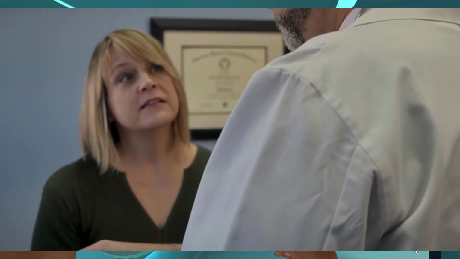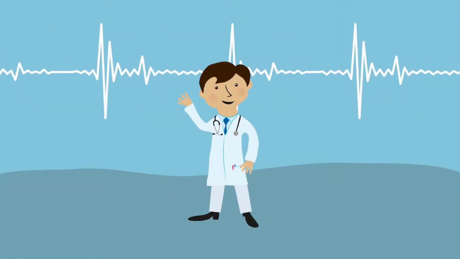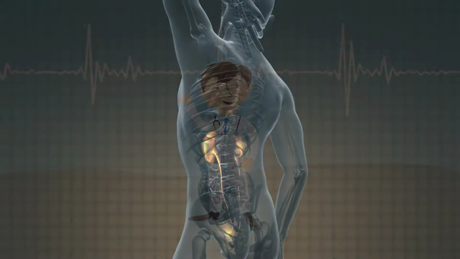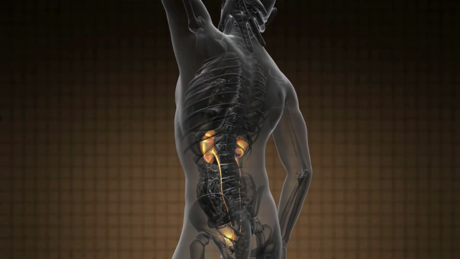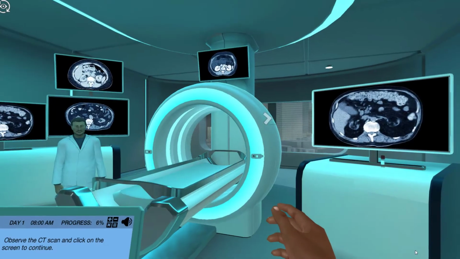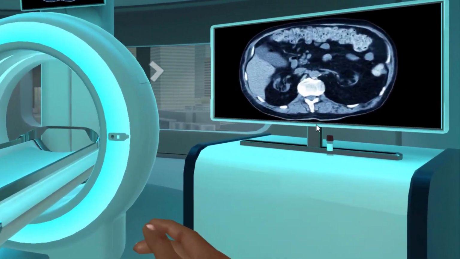Welcome. My name is Dr. Renaz, and I work with patients with high blood pressure. They usually present increased risks of both heart attacks and strokes due to the weakened arteries. Have a look at this scan from one of my patients suffering from kidney disease, very likely caused by his hypertension. Observe the CT scan and click on the screen to continue.